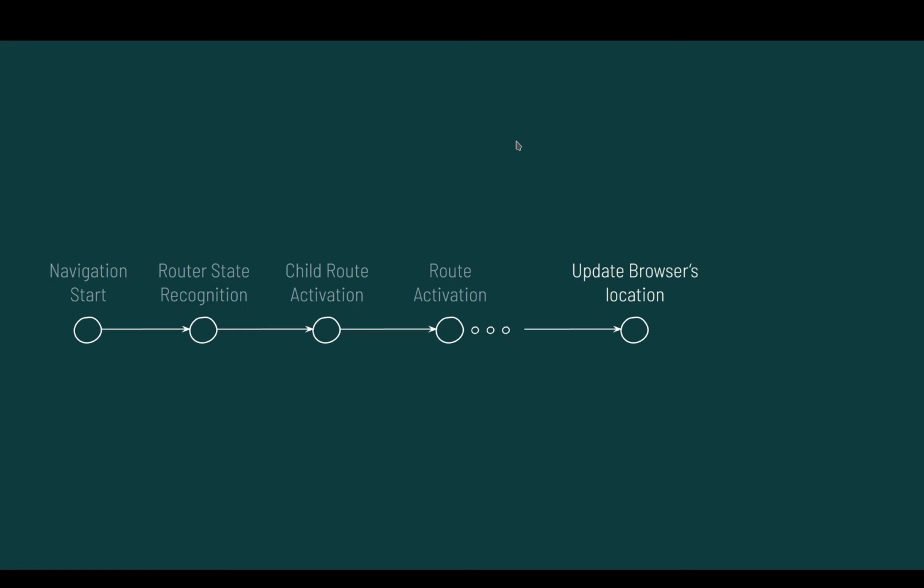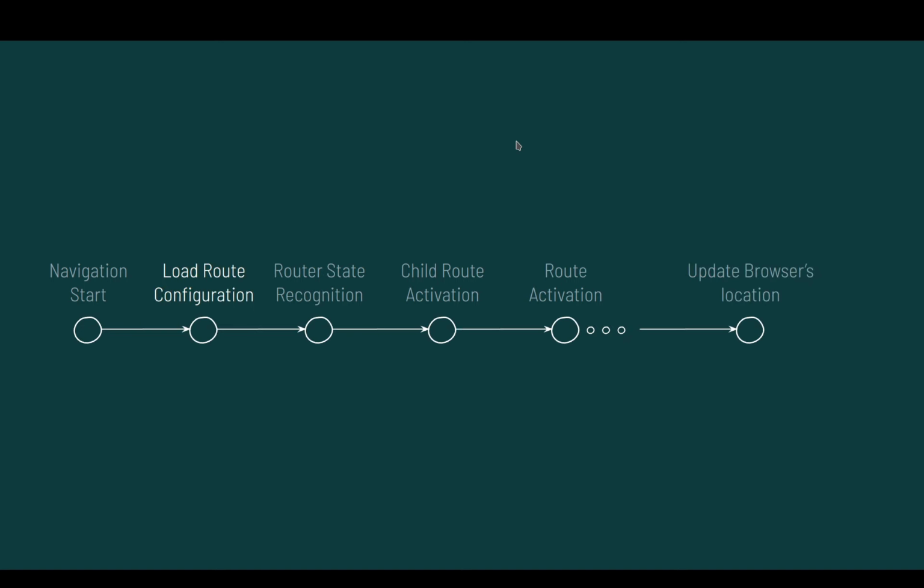This is the flow for the eager load modules or standalone components. Or in general, we can say that this is the flow that is followed for the routing configuration that currently exists in the application. But how about if we have lazy modules?